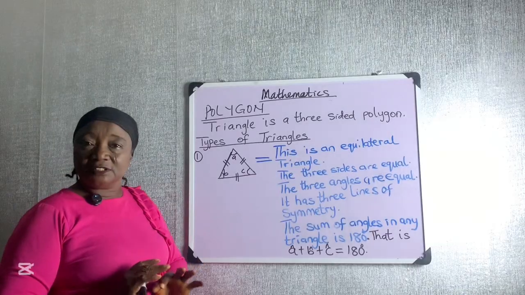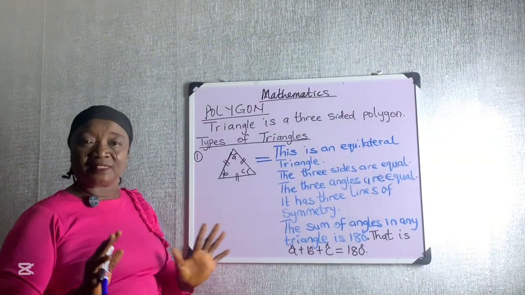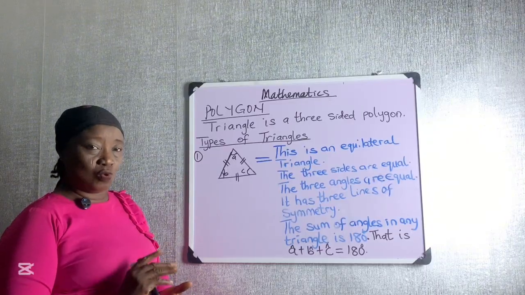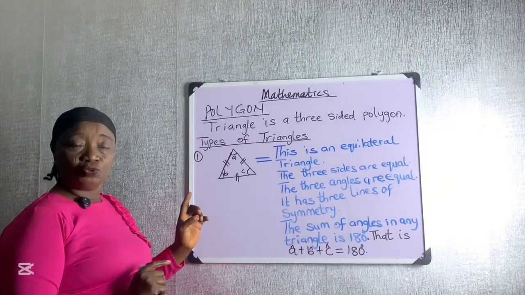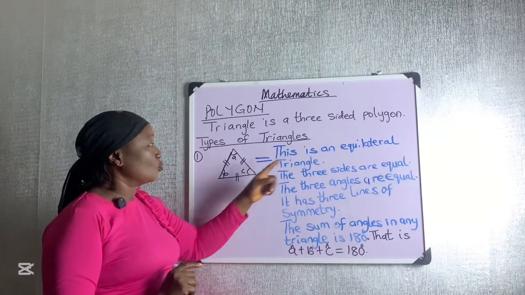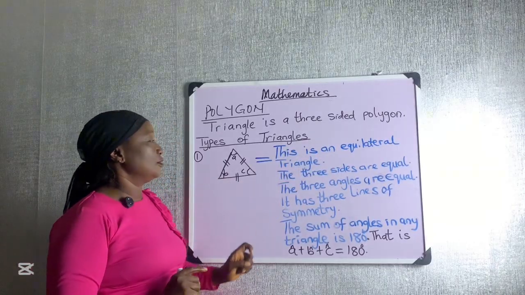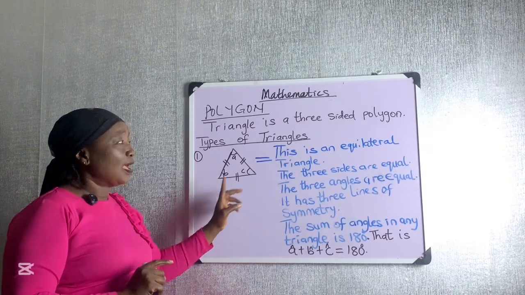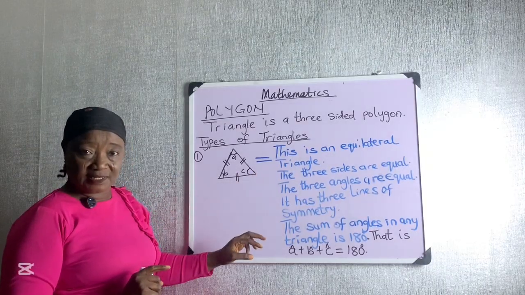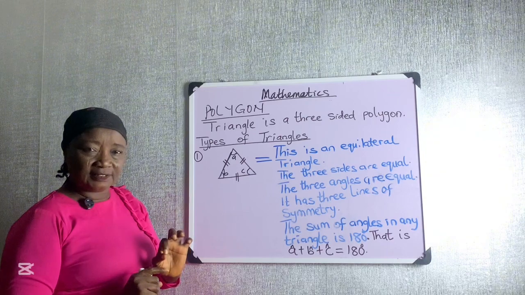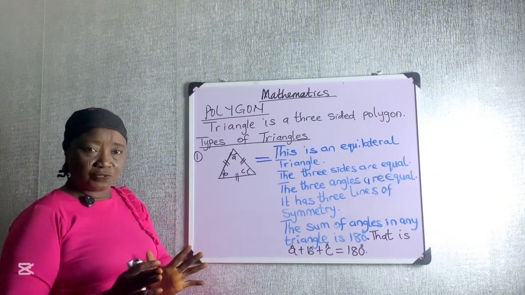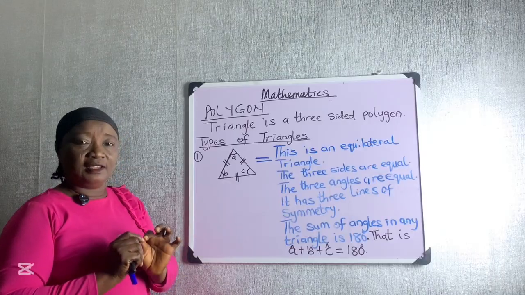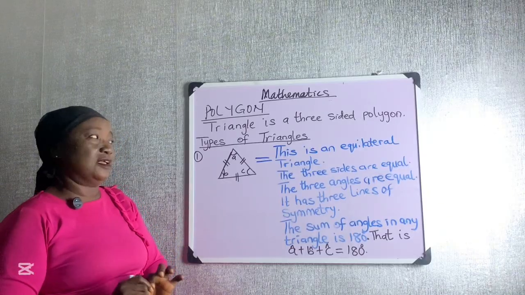And this triangle has different types. So we are taking it one by one. The first one on the board is known as an equilateral triangle. This is an equilateral triangle, and it has some properties, or features and characteristics, with which you can identify it.